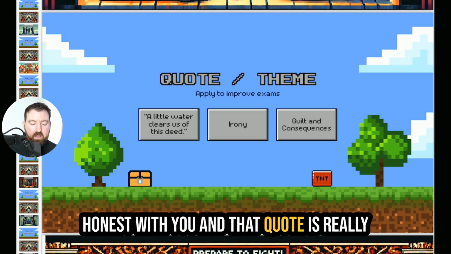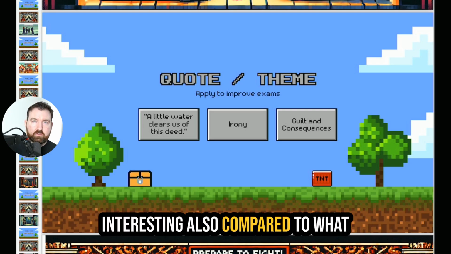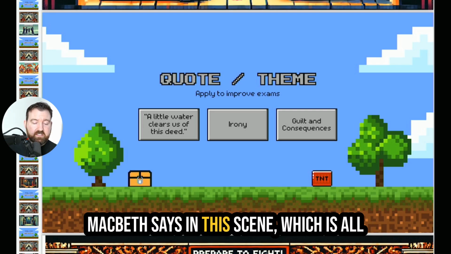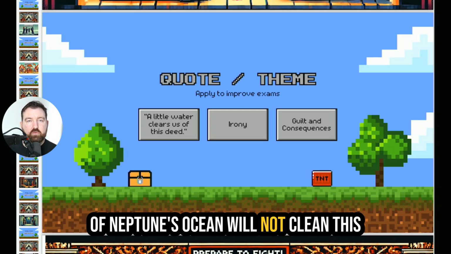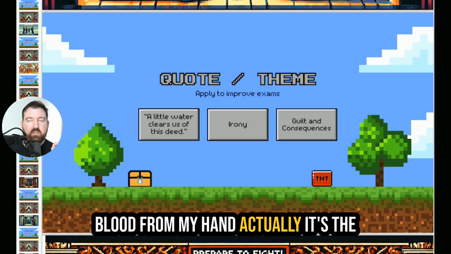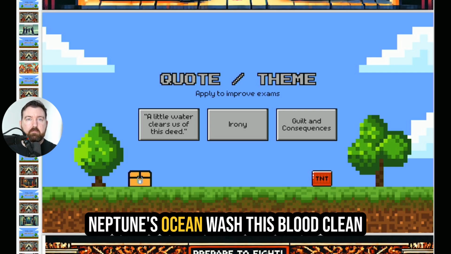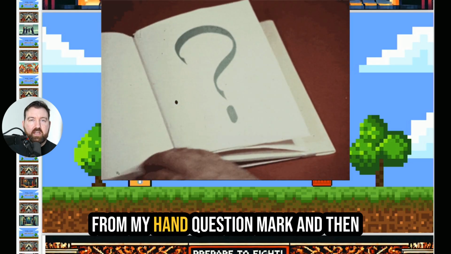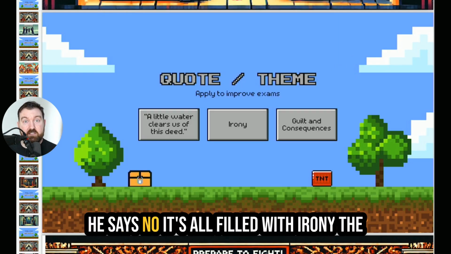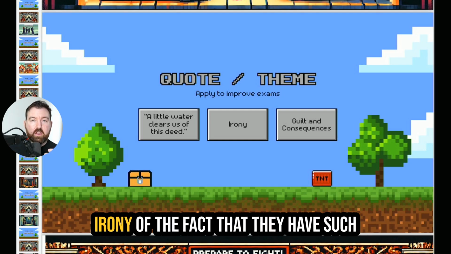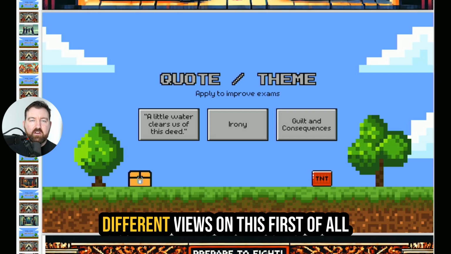And that quote is really interesting also compared to what Macbeth says in this scene, which is, "All of Neptune's ocean will not clean this blood from my hand." Actually, he makes that a question. Will all great Neptune's ocean wash this blood clean from my hand? And then he says no. It's all filled with irony, the irony of the fact that they have such different views on this.